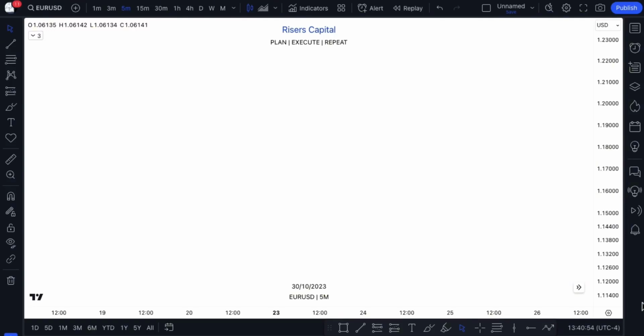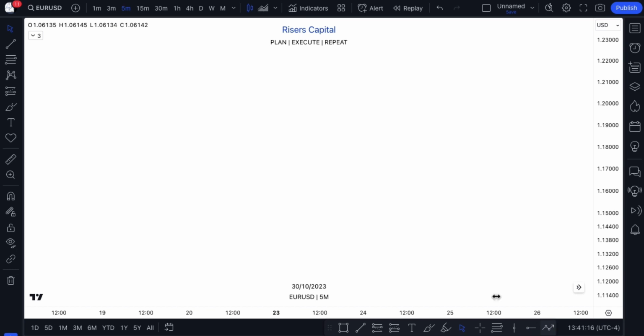In today's video I'll be speaking about a simple ICT London close Killzone strategy, and I'm going to be running through the times of the London close Killzone and what to expect for this strategy and what the characteristics are, etc. Before we go into any examples, I'm just going to quickly draw out some examples.